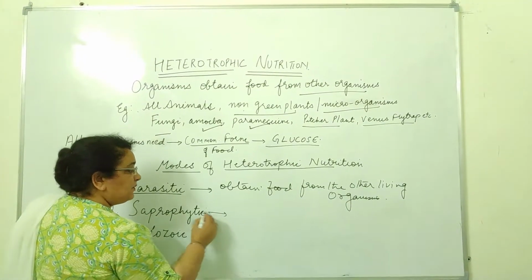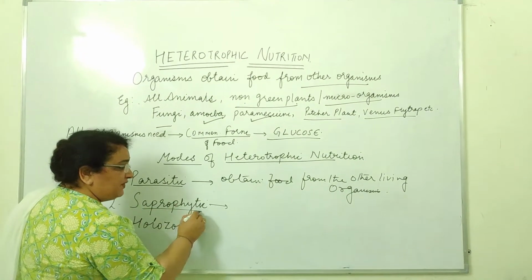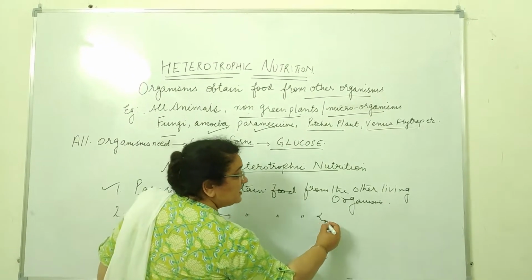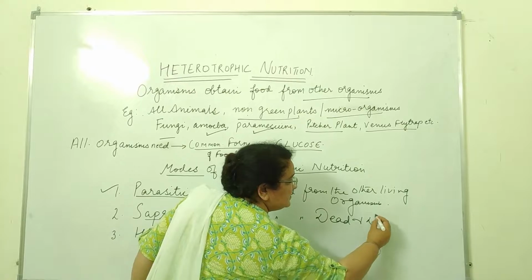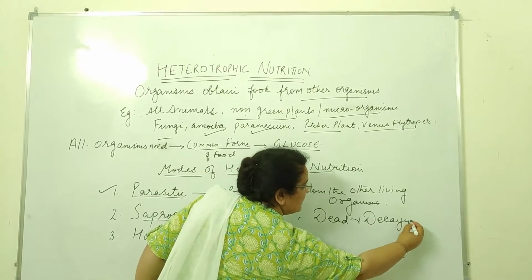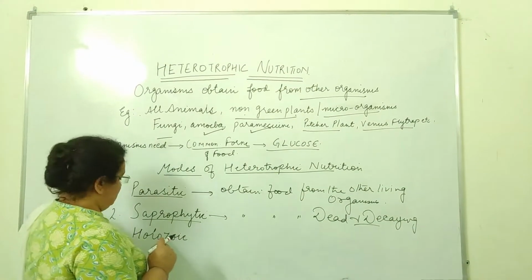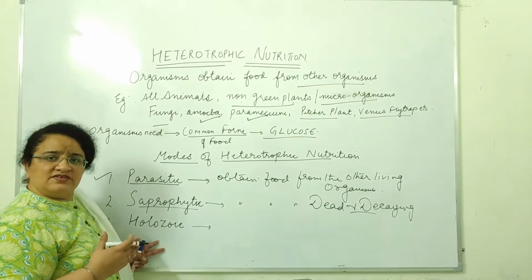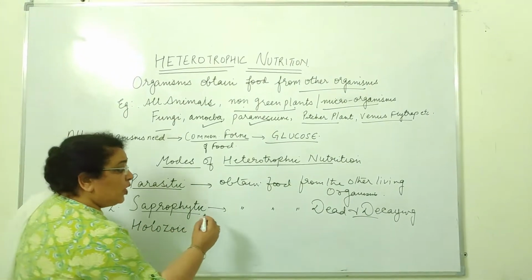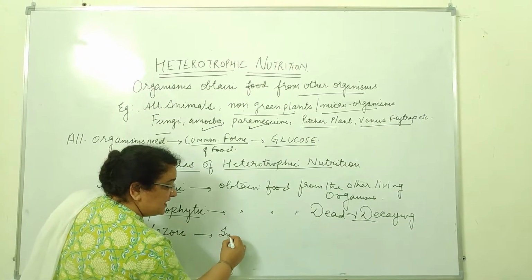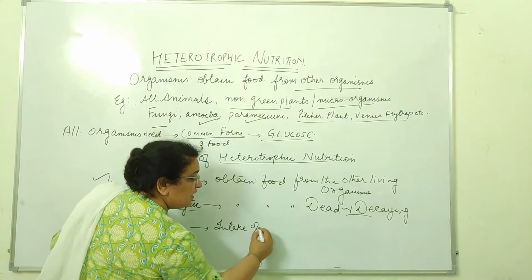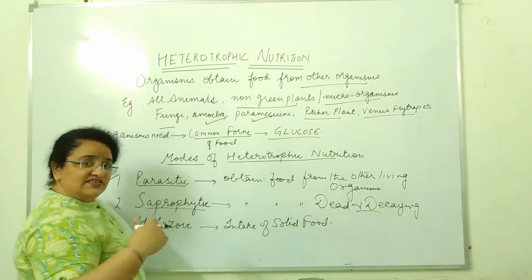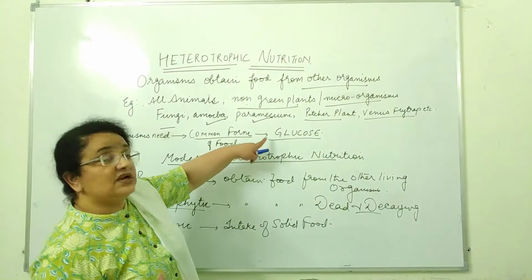Next is the saprophytic mode of nutrition. Saprophytic means in which the organisms obtain food from dead and decaying organisms. And next comes the holozoic form of nutrition. It's very interesting to note. Holozoic means intake of solid food and then digesting it into the simplest form, that is glucose.